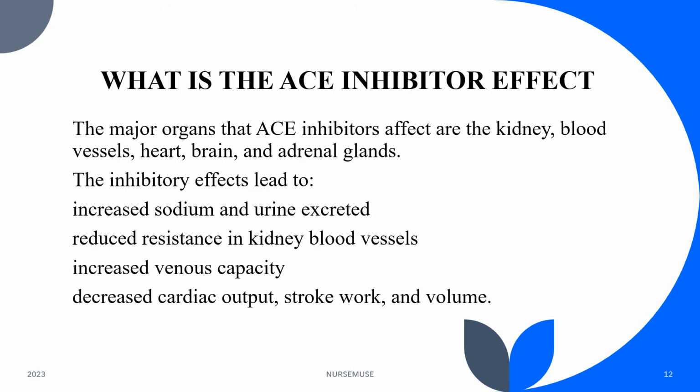So the organs that are affected when we give an ACE inhibitor are the kidneys, the blood vessels, the heart, brain, and adrenal glands. So when we give an ACE inhibitor, we do not allow angiotensin 1 to convert to angiotensin 2. Our goal is that we're going to increase urine and water and sodium excretion. We're going to reduce resistance in the kidney blood vessels. We're going to increase venous capacity, and we're going to decrease the workload on the heart.